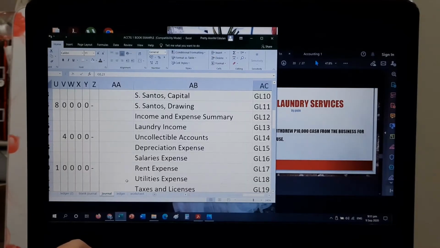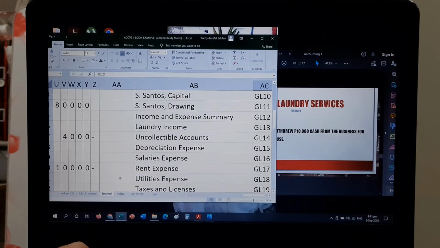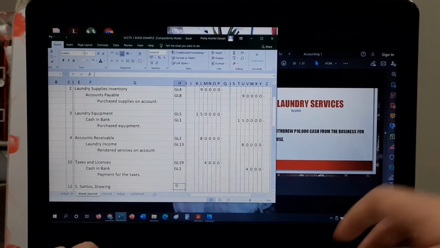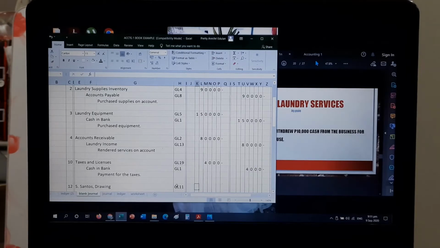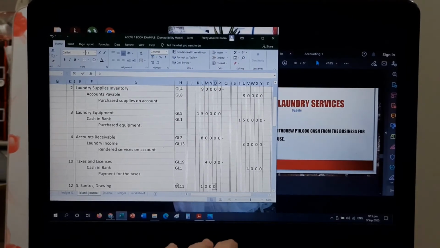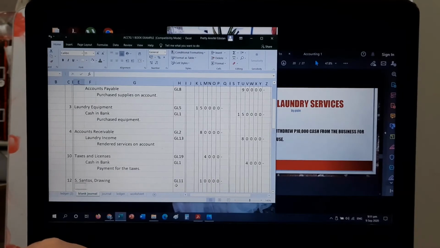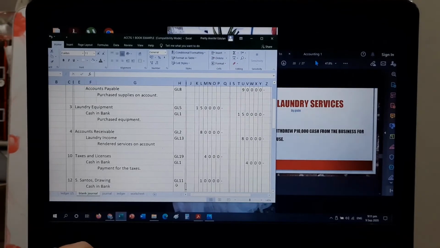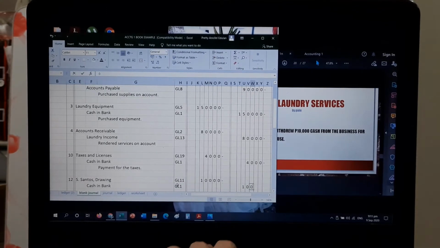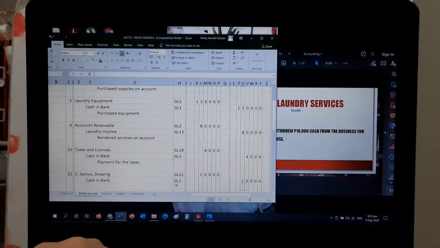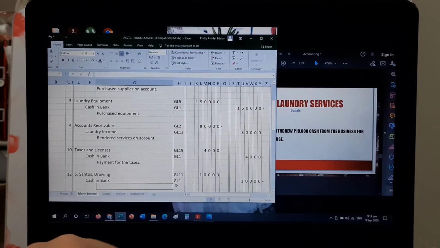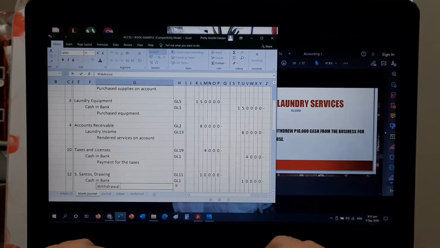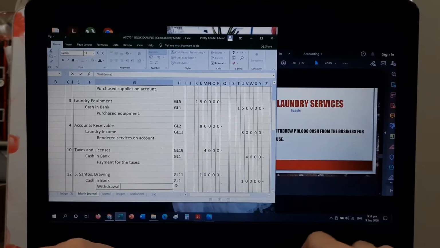So, what is the folio? That is GL11. How much was withdrawn? It's 10,000. Since it was withdrawn by the owner, we forgo cash. So that's GL1. 10,000. So you could simply have an explanation of withdrawal by owner.